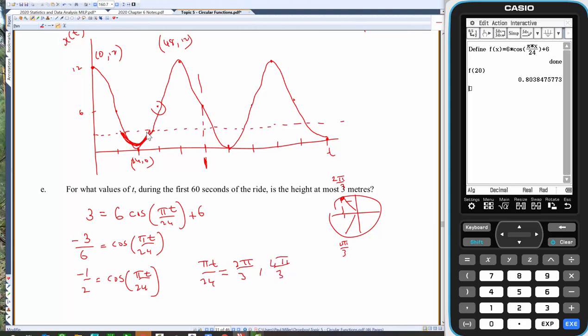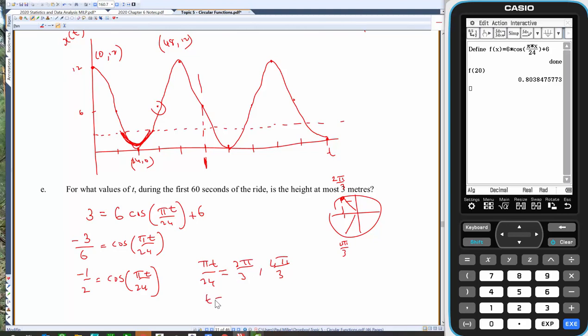Now note, I'm only going to give two solutions because that's when the height is at most 3 meters, between this value here and this value here, for the first 60 seconds of the ride. Then it's more than 3 meters at those other times. So again, having the graph allows me to know exactly how many solutions to generate.